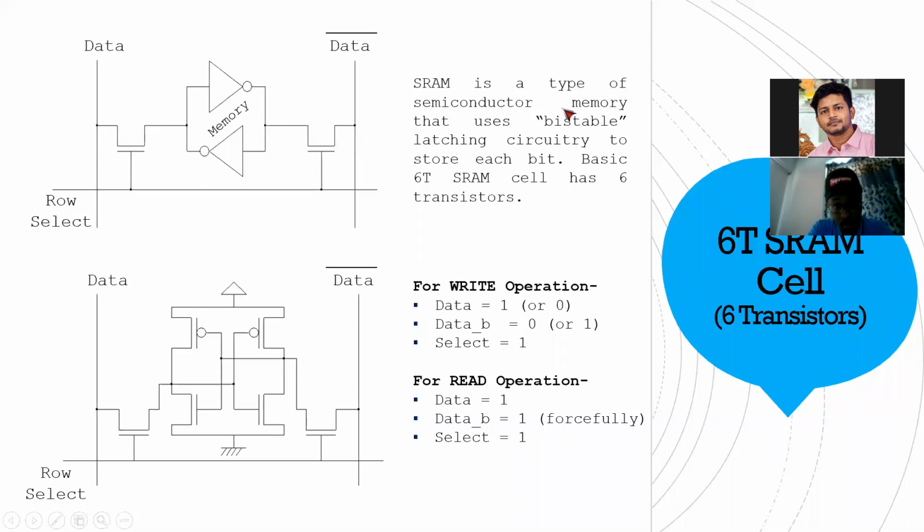SRAM is a type of semiconductor memory that uses bistable latching circuitry to store each bit. Bistable means 1 will become 0, 0 will become 1. That's why it is called bistable. So in this loop, only 1 bit will remain. The basic 6 transistor SRAM cell has 6 transistors. What is the read write operation? I'm going to show you the write operation, and I'm going to talk about the read operation as well.